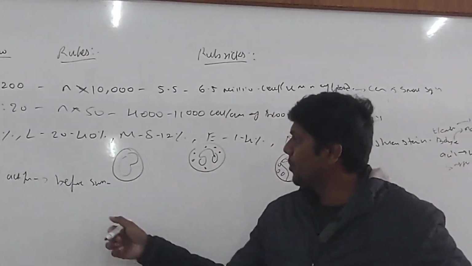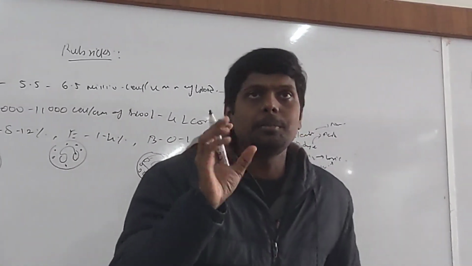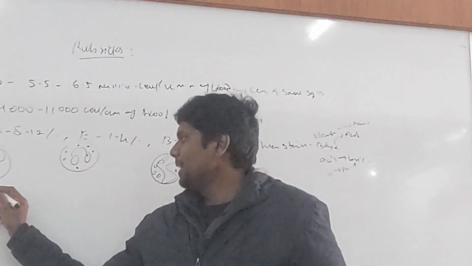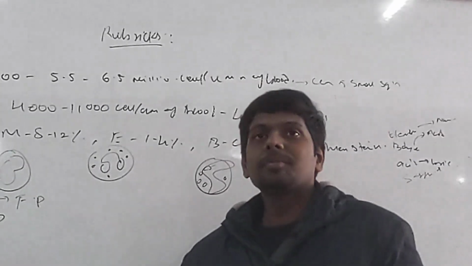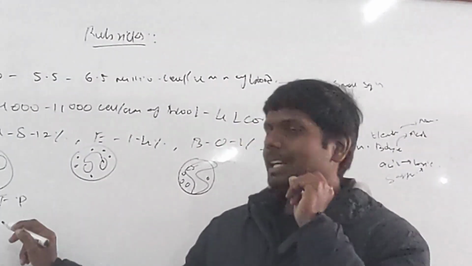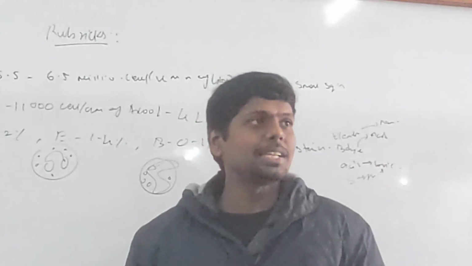Methods of performing bleeding time. What are the three methods? Tell me, students. Finger prick method. Earlobe method, very good. Earlobe method is called Duke's method. Very good. And any more? Ivy method. What is Ivy method?